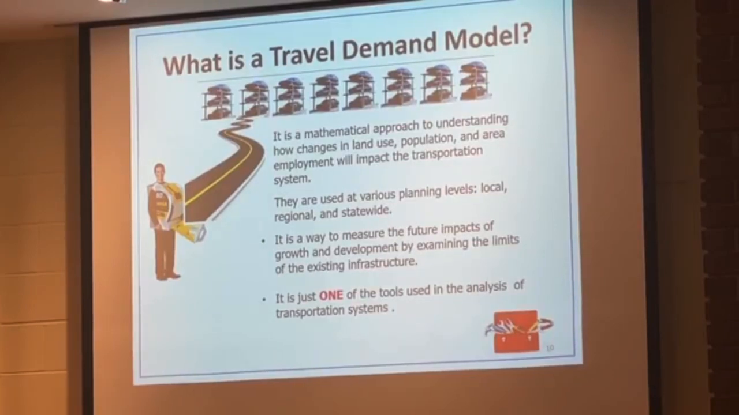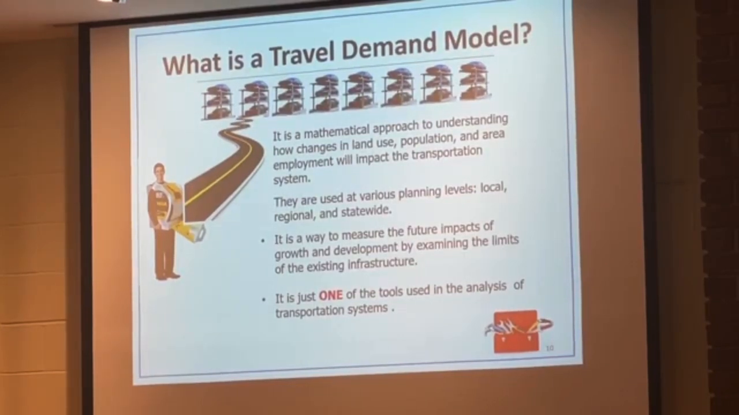Now I'm going to talk about what a travel demand model is. Basically, a model is a mathematical approach to understand how changes in land use, transportation infrastructure, population, and travel demand impact the transportation system. By impact, I mean how the traffic moves, what the AADT would be on the roads, what the congestion would be, and what the speed would be on the roads, if you make any changes to the supply of the system.